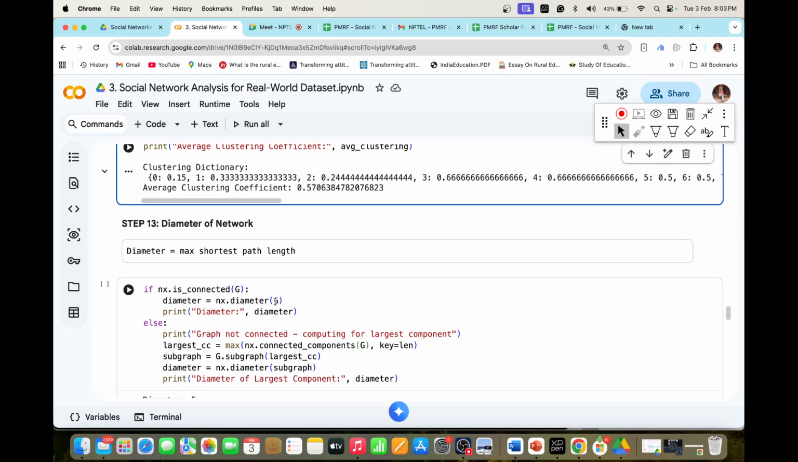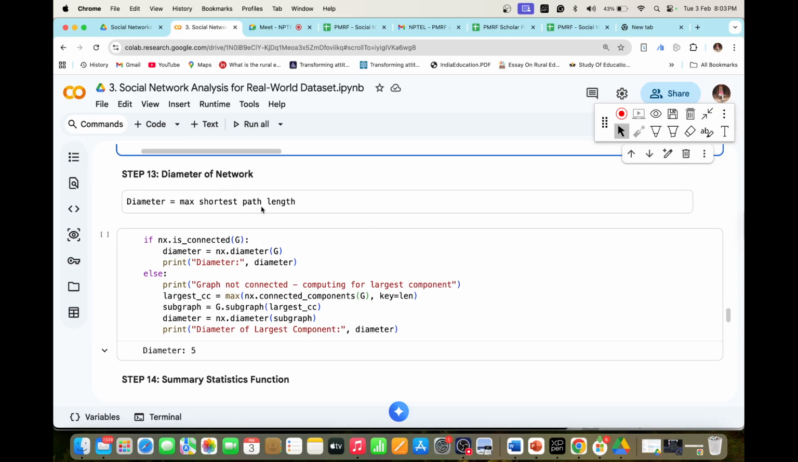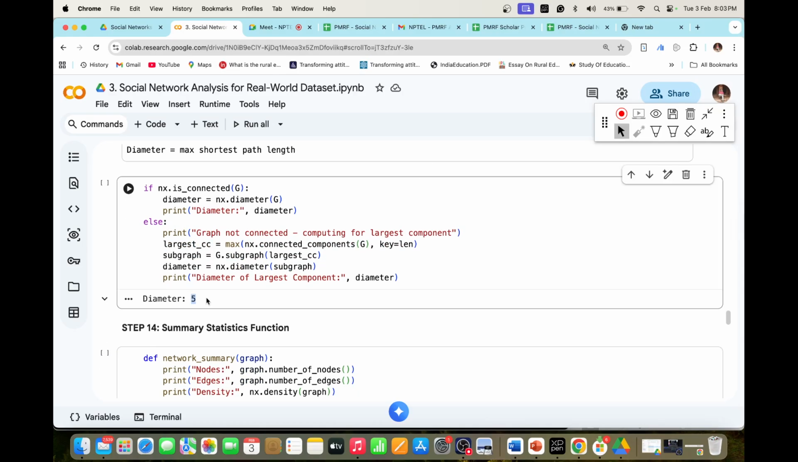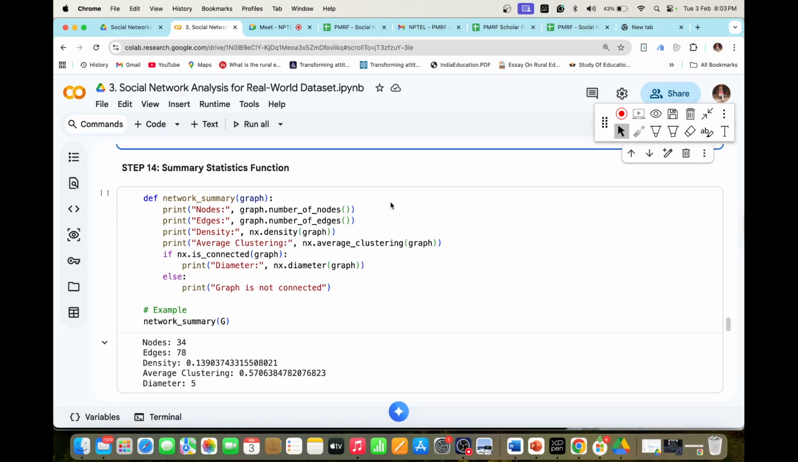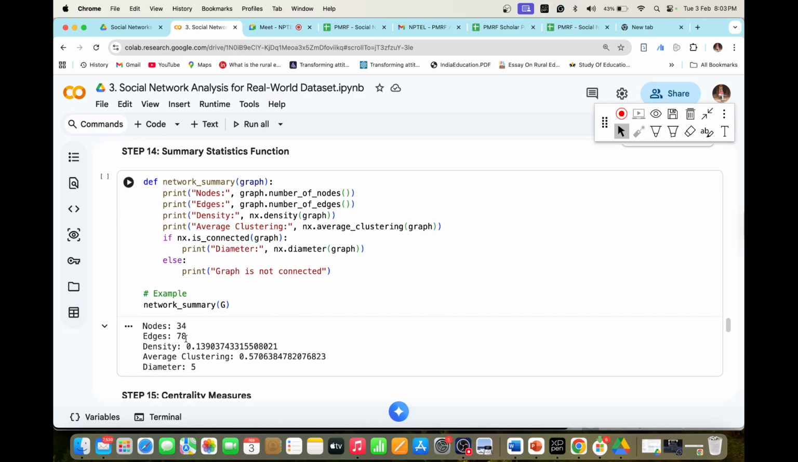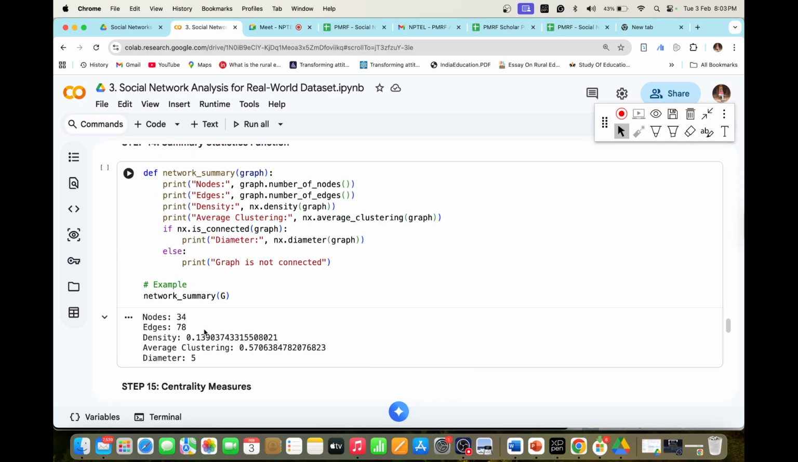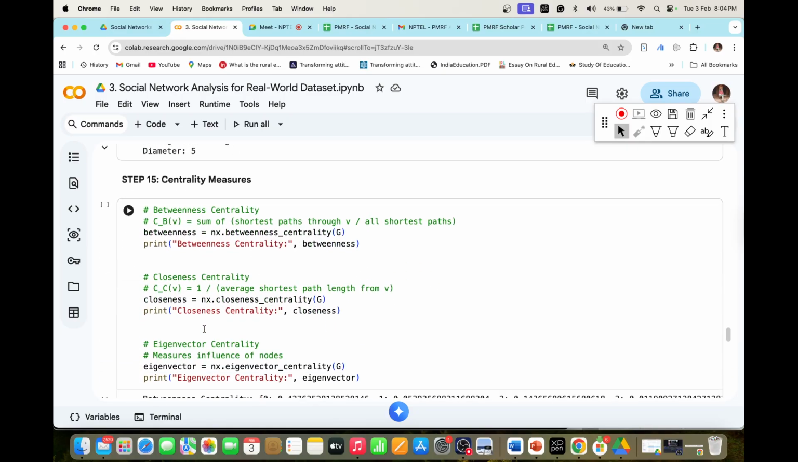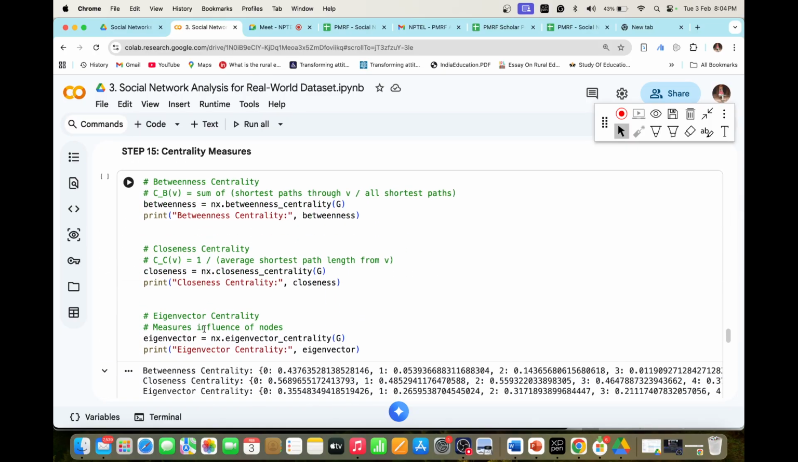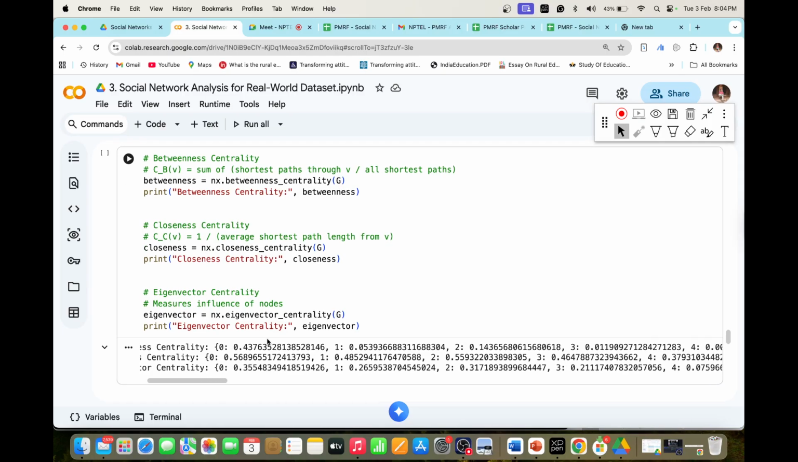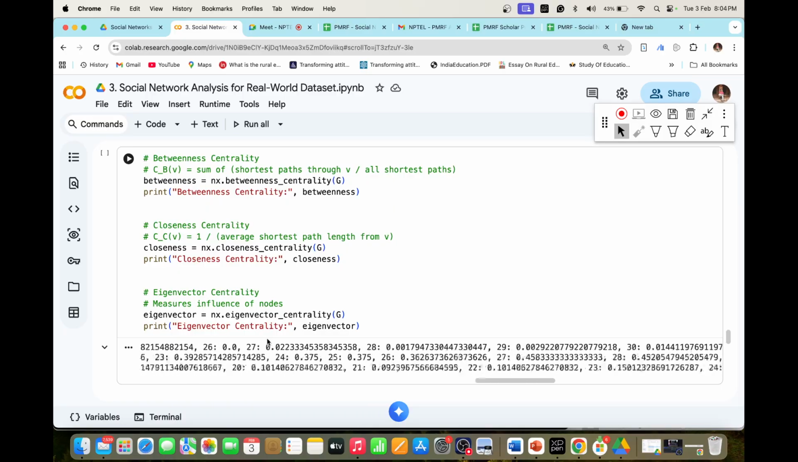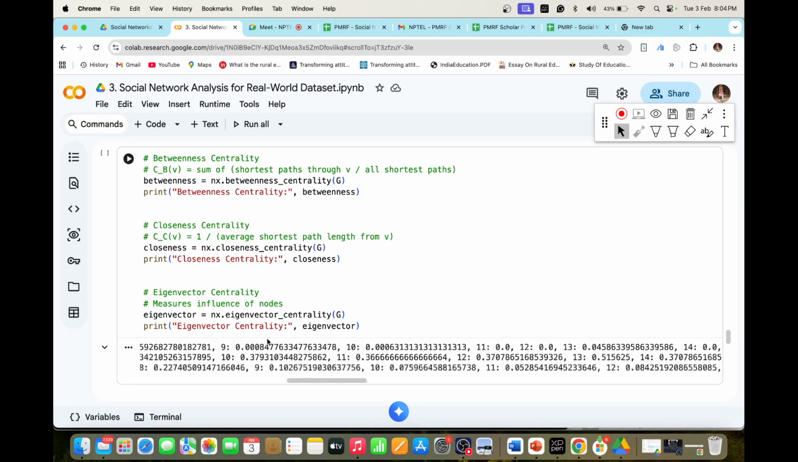And then diameter of network. Diameter is the maximum shortest path length. Diameter 5 is coming. Then the summary statistics function, like how many nodes, edges, density, average clustering, diameter, all at once, so it summarizes all these things. And centrality measures are there, for example betweenness centrality, closeness centrality, eigenvector centrality. That we have also calculated, so you can see over here.